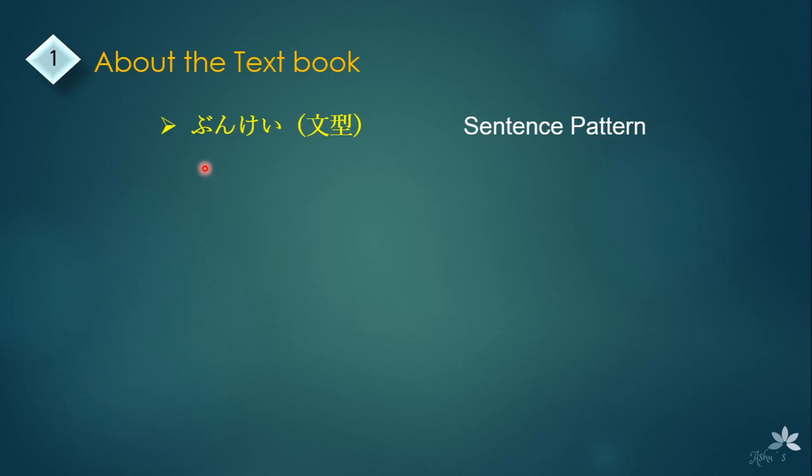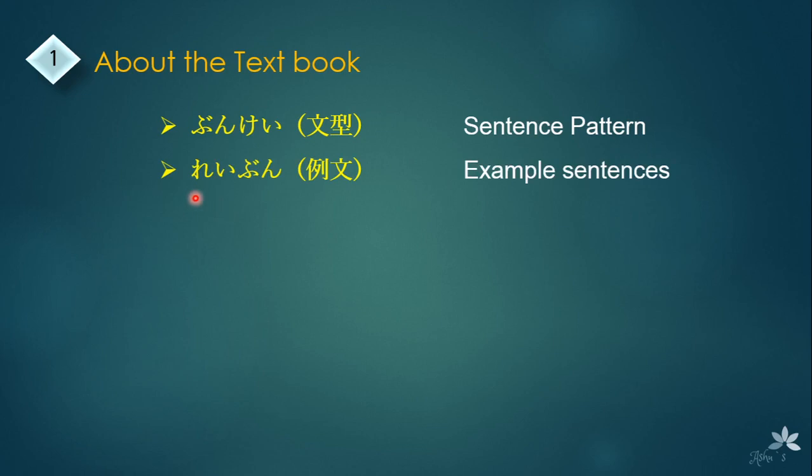Every chapter in the textbook has bunkei. I have mentioned the kanji. The textbook uses kanji and the hiragana is written over them. Bunkei means sentence pattern. In this section, the sentence patterns taught in that particular lesson are given. Reibun means example sentences. In this section, a few more variations of the same sentence pattern are given for better understanding.